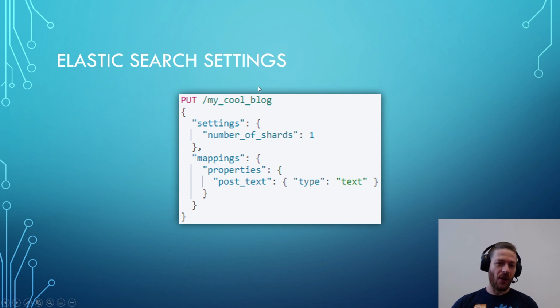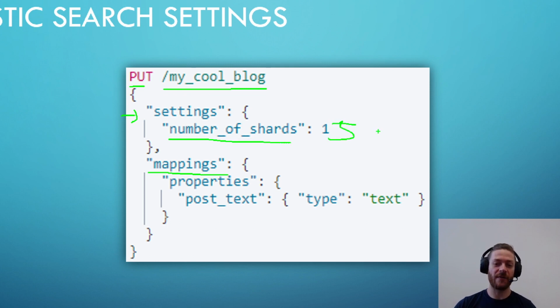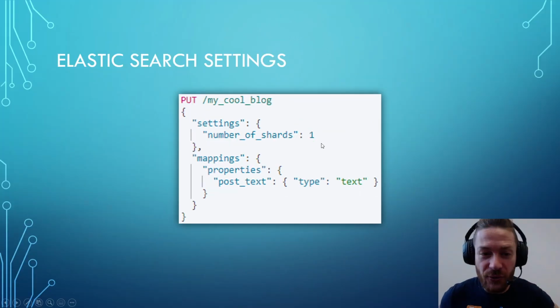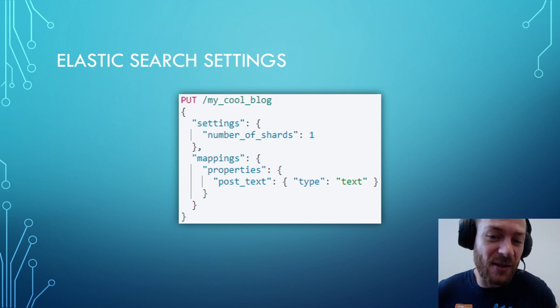Good. What you can also do is provide settings. For example, you can provide something like put my cool blog, and besides mappings, you can provide settings, which are something like number of shards, and you can specify, for example, 1, 5, 6, and so on. So you can specify the number of shards you want to use with this index. As you can see, it's very easy to set up the number of shards.